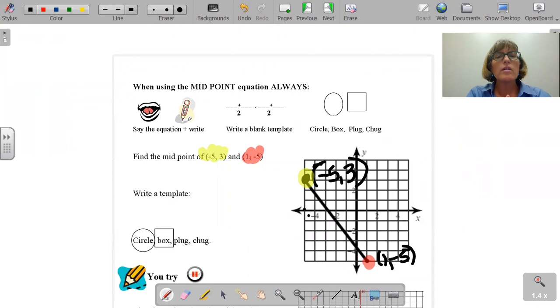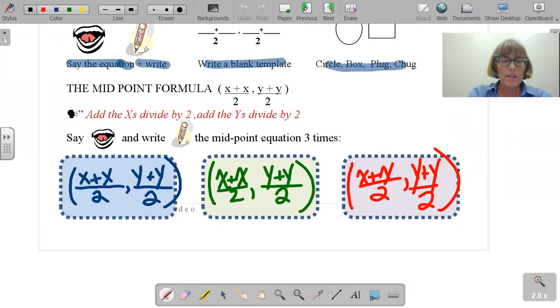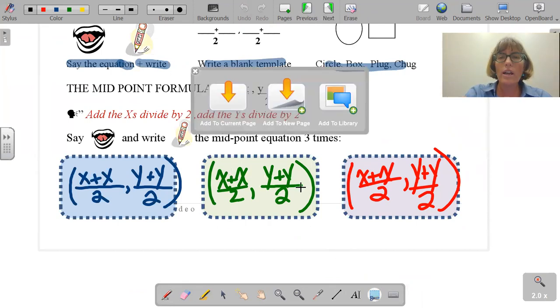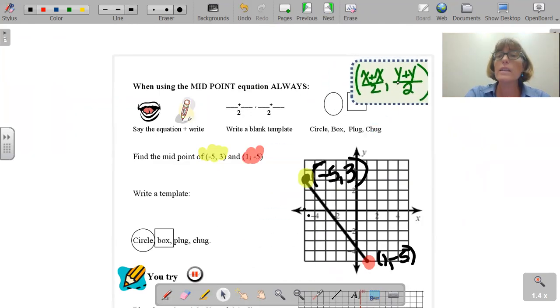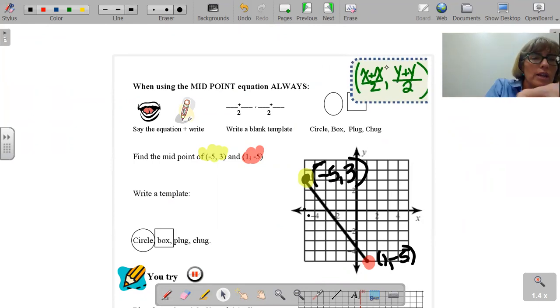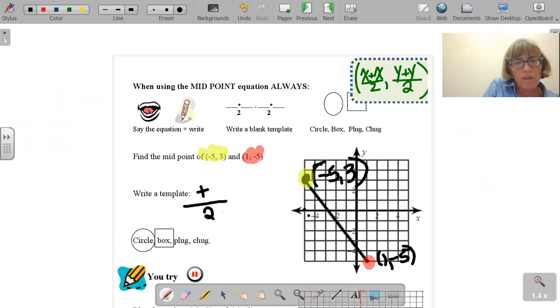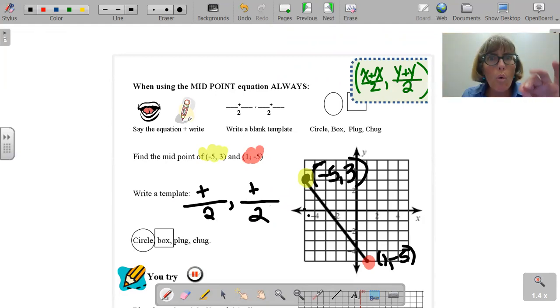Now a template. What is the difference between a template and an equation? This is your equation with the x's and the y in it. That is the midpoint equation. A template looks like this. It's like a blank equation minus the x and y's. So here is your template. Add, divide by 2, comma, add, divide by 2. Always write a template of the equations before you use it.